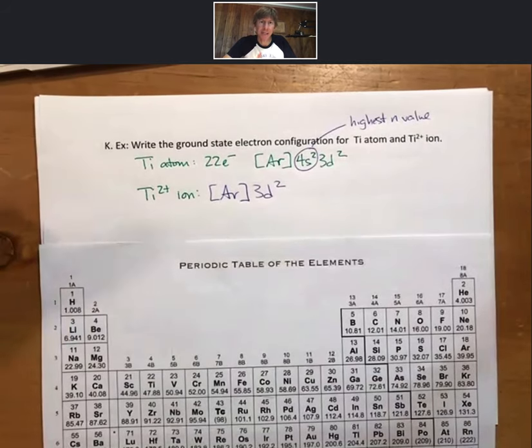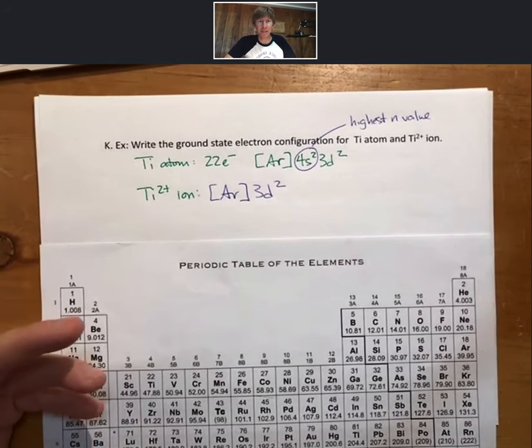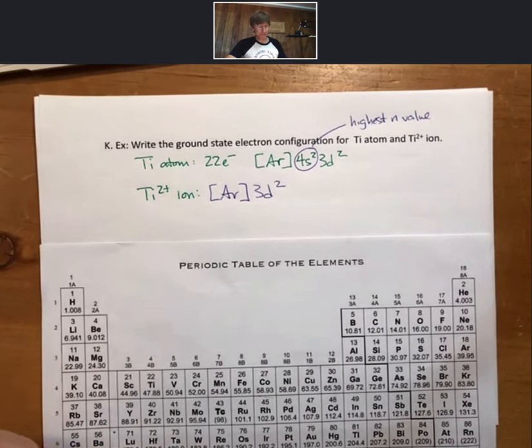First level of understanding, this is always true: it is always the highest value of n. Second level of understanding, the electrons tell you which is the highest energy electron by leaving first. Experimentally, it has been determined that the two highest energy electrons are the 4s electrons, and we're left with 3d2. Good.